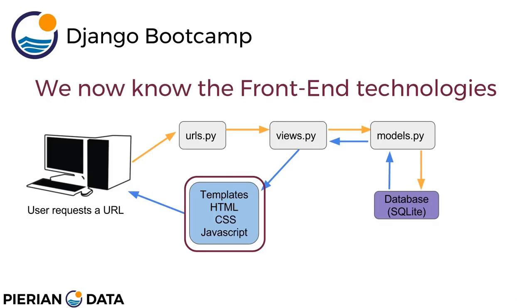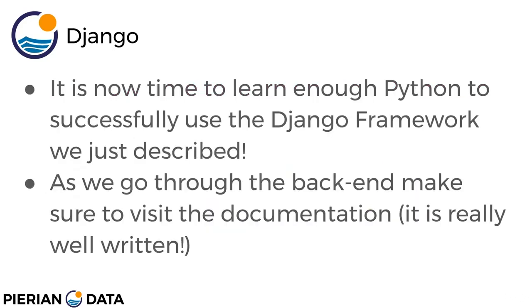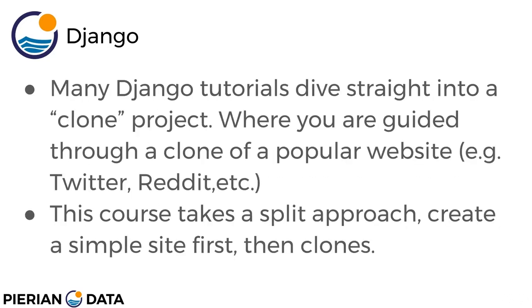So far, we now know the front-end technologies, and that mainly falls right there under the templates. That's HTML, CSS, and JavaScript. What we're going to be doing next is learning enough Python so then we can use Django to actually understand this essential workflow. Okay, so now it's time to learn Python enough to successfully use the Django framework that we just described as a very high-level overview. And as we go through the backend, make sure to visit the documentation for Django. It's actually really well written, and we'll get into why it's so well written later on when we talk about Django.